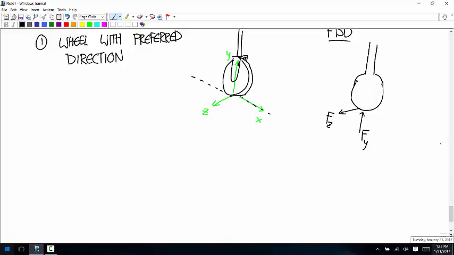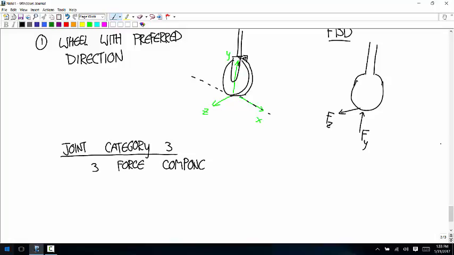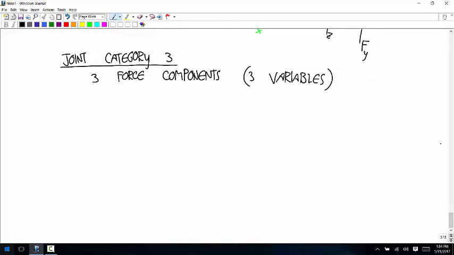Right. Okay, so now joint category 3. This introduces 3 force components, and so that's 3 variables. And there's only one in this category. That's a ball and socket joint.